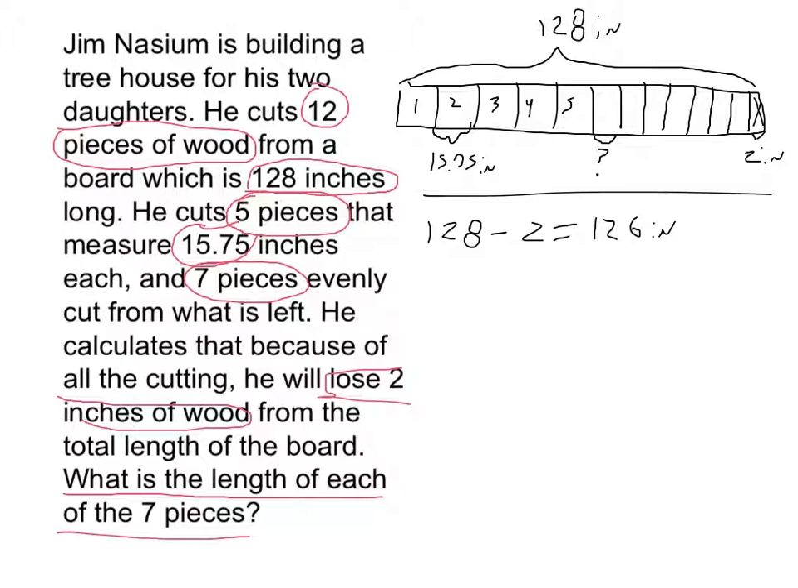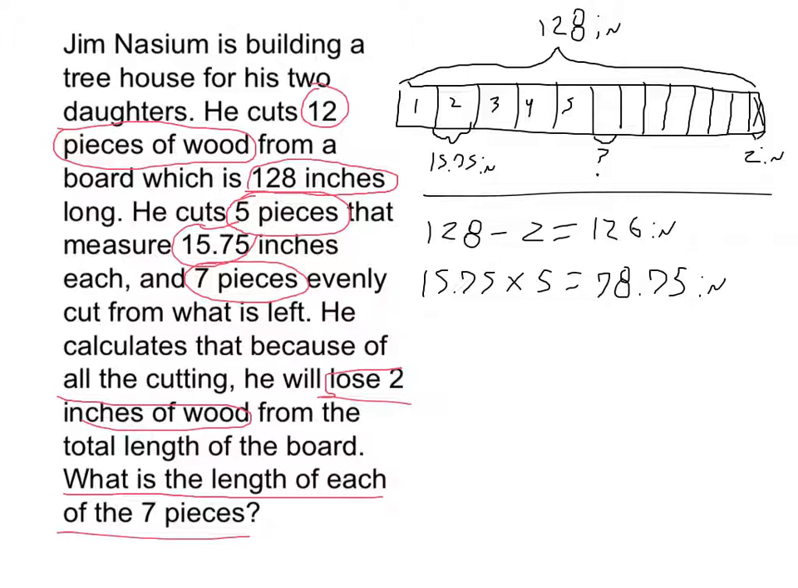The next thing I need to figure out is how much space altogether these pieces are taking up right here, because we know that's 15.75 inches, 5 times. So the problem I need to solve next is this: it's just 15.75 times 5. I'll let you go ahead and solve that, and I'll put the answer up here in just a second, so pause. Alright, if you got 78.75 inches, you would be correct.